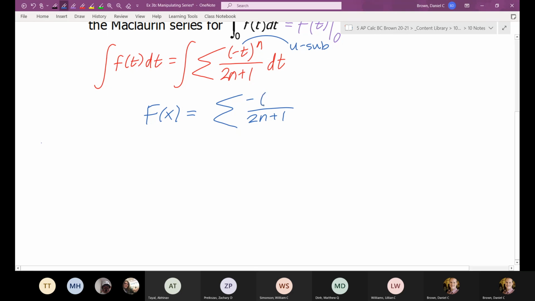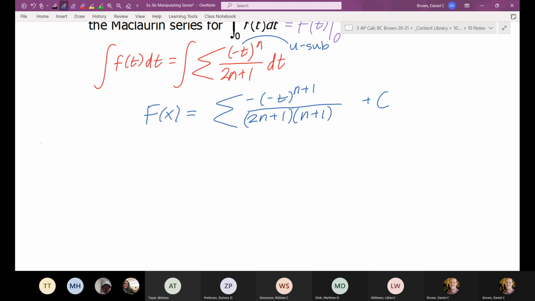So let's think about it. I have the negative t. What's the new exponent going to be? N plus 1. And then what do we do with that new exponent? We have to divide by it. So that is the antiderivative. Technically, there's a plus c. Do I need to worry about the plus c for this one? No, because it's a definite integral.